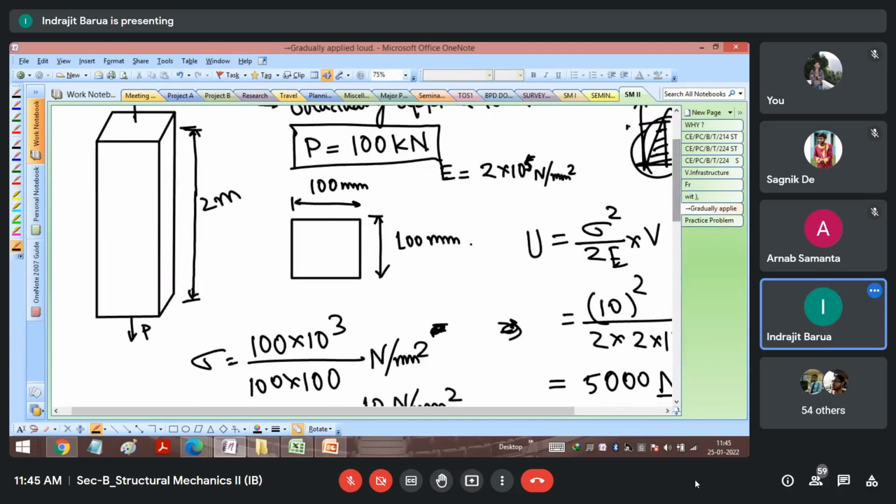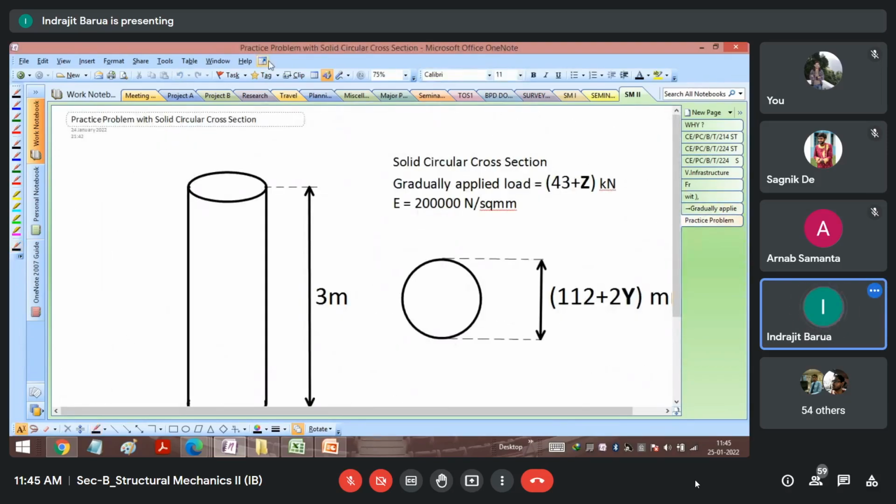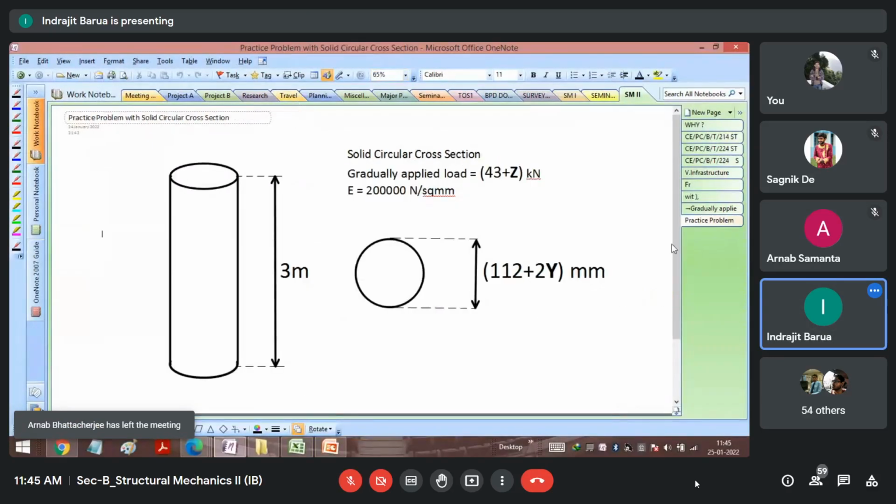Now, this is your practice problem. So let's solve this and enter your value in a certain unit. The gradually applied load is this much. Please do not forget to convert it into newtons. And the Young's modulus is exactly the same, and only the cross section is circular. Just the area calculation you need to do. So do it very quickly; it needs hardly 5 minutes maximum.